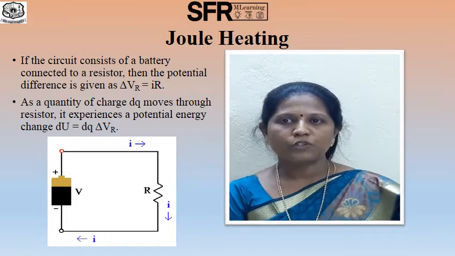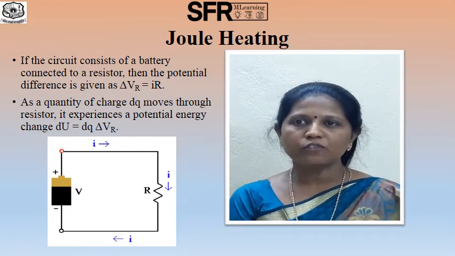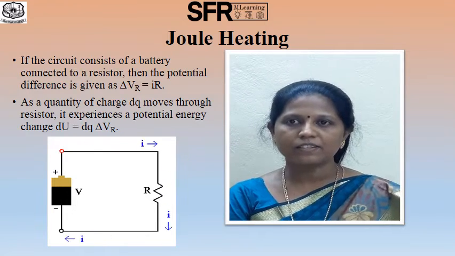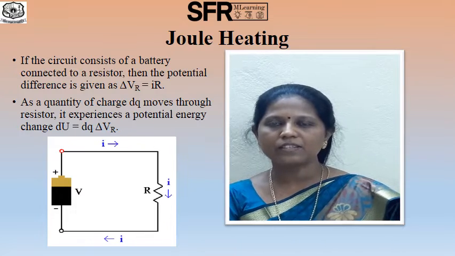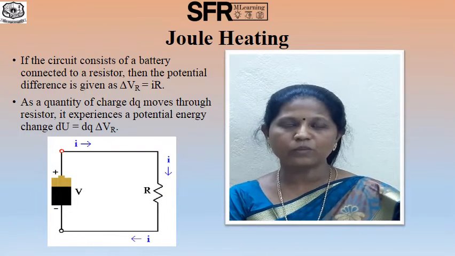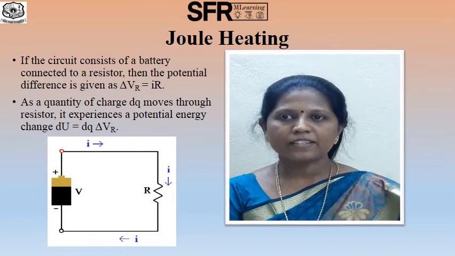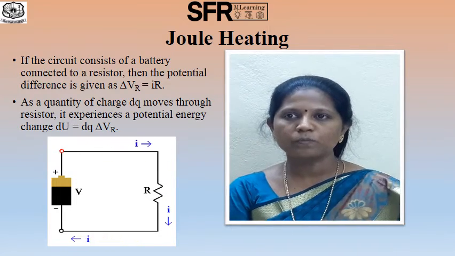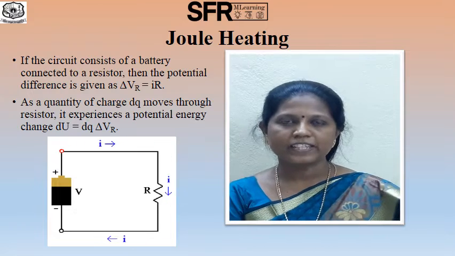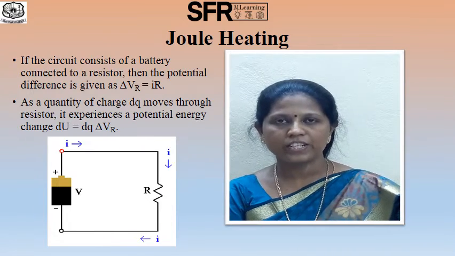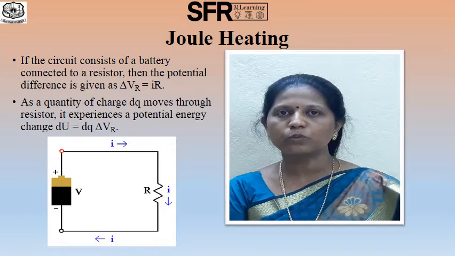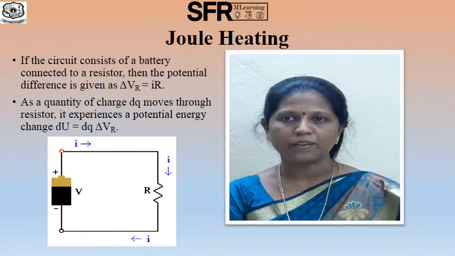Now let us see about Joule heating. If the circuit consists of a battery connected to a resistor, then the potential difference is given as ΔV_R, which is equal to I into R, current into resistance. As the quantity of charge dq moves through a resistor, it experiences a potential energy change dU, which is equal to dq into ΔV_R.